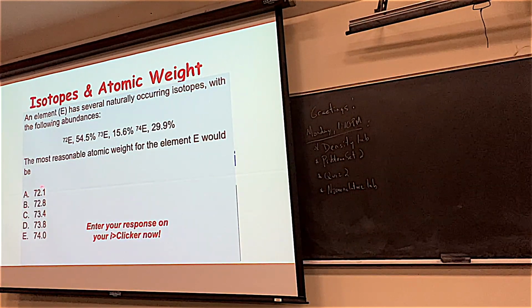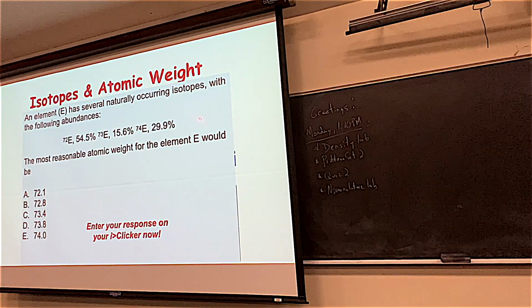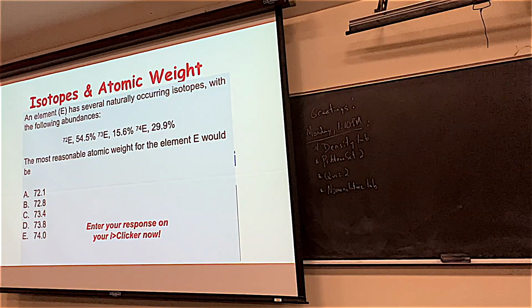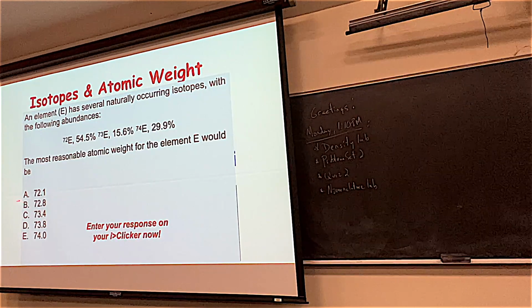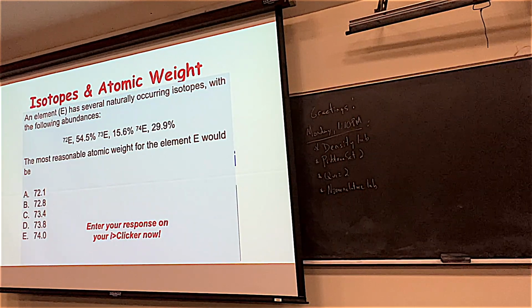But if you look down here, here's 72.1, 72.8, et cetera. Now, it is more than 50%, but it's close to 50%. And you have a pretty good percentage here of the higher isotope. So you could figure it out. You could take 72 times 0.545 plus 73 times 0.156 plus 74 times 0.299. But I would feel pretty confident claiming it's probably not that close to 72. It's going to be a little higher because we do have considerable amounts of both isotopes.